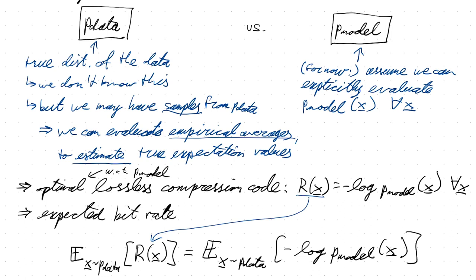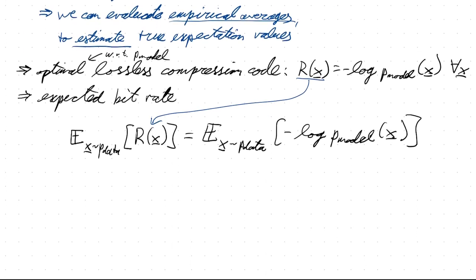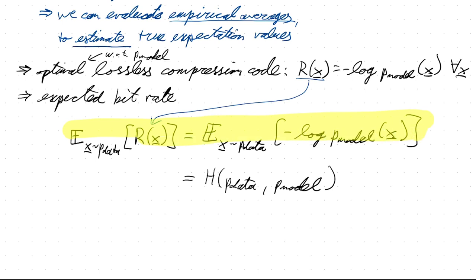And if you've trained some machine learning models before, then this term will look familiar to you, because this is nothing else but the so-called cross entropy between the data distribution and the model distribution, which is in many machine learning models the loss function that you minimize anyway. So this is again an important relation.